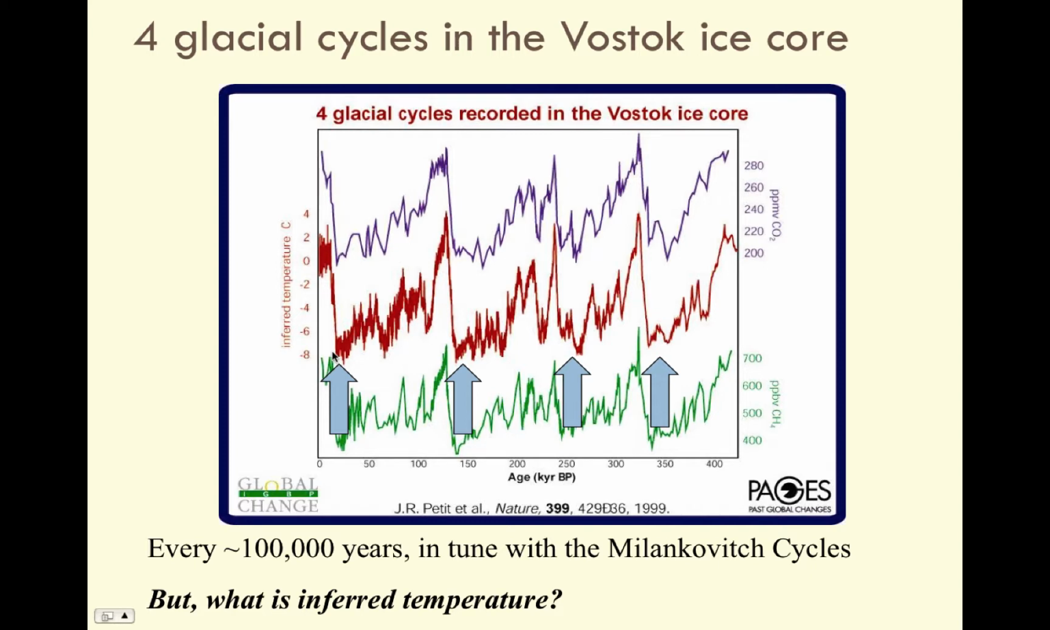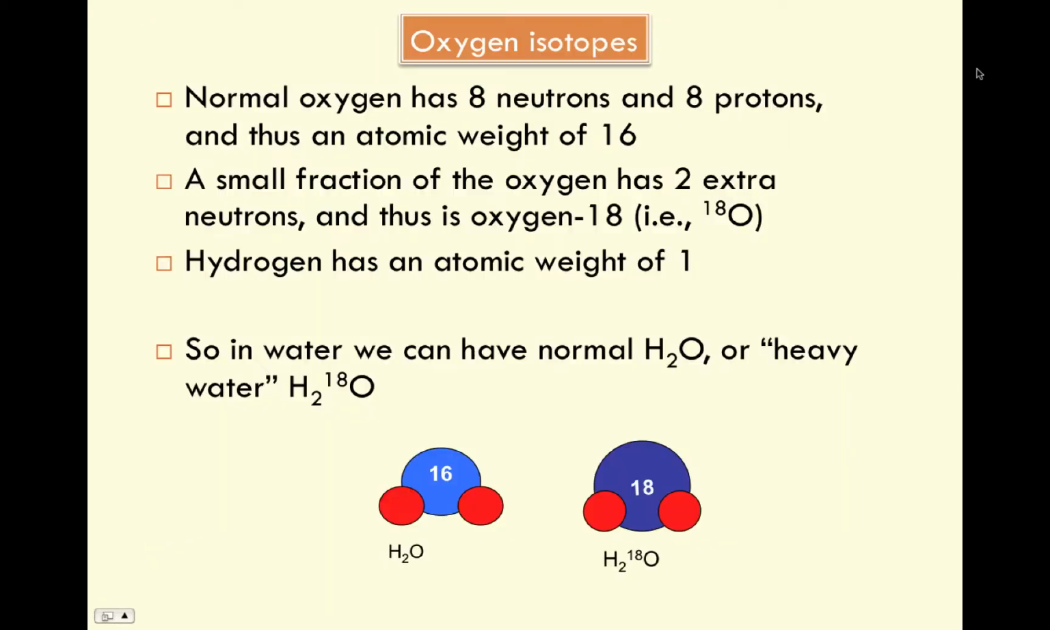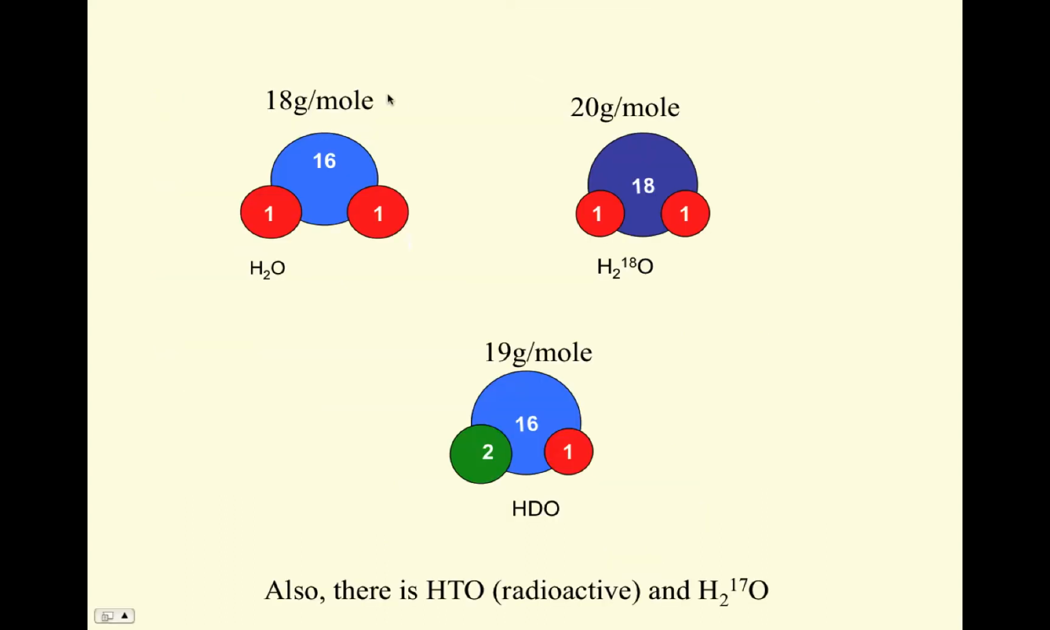So what is inferred temperature? How do we infer temperature in these cores? First we look at oxygen isotopes. Normal oxygen has 8 neutrons and 8 protons and an atomic weight of 16. A small fraction of oxygen has 2 extra neutrons and its atomic weight is 18, so we call it O18. Hydrogen typically has an atomic weight of 1. So in water, we can have normal H2O or heavy water, H2O18. There are other species too.